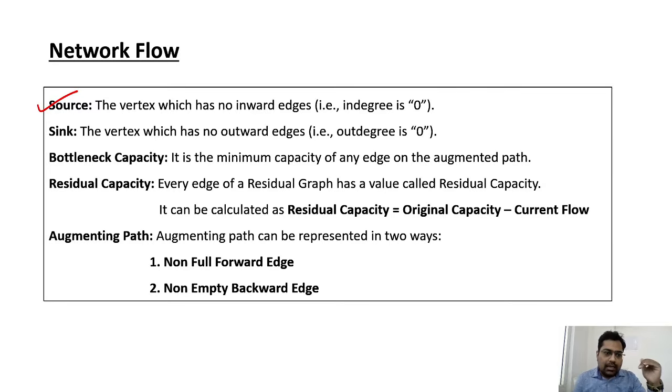Next, the sink, or you can say destination, where the out-degree is zero, meaning no out-degree is expected there; this is only the end point. Next, bottleneck capacity and residual capacity, which are much needed to understand this well.